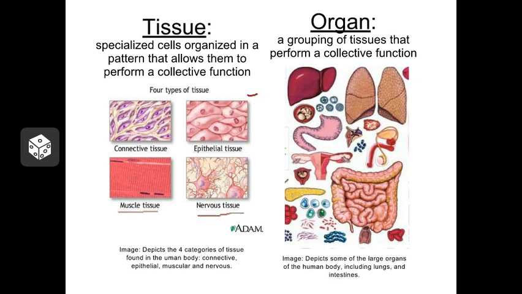Now, if we take two or more types of tissue and put those together and they are working towards a common purpose, we call that level of organization an organ. So I'm sure you're familiar with a lot of the really big organs in the human system, like lungs and liver, stomach and intestines. Each of those structures is made of more than one kind of tissue, and they're working together, and each organ has some kind of job in the body.